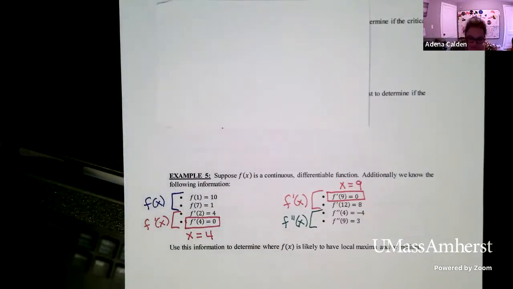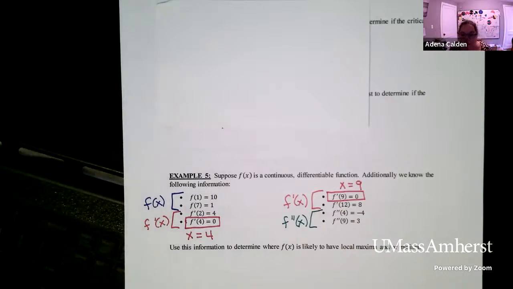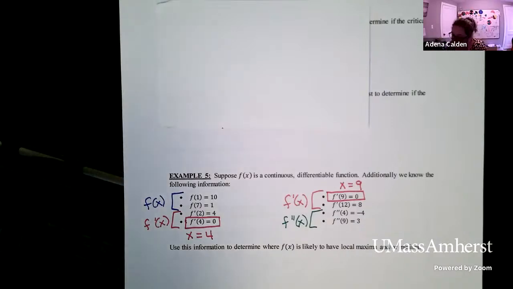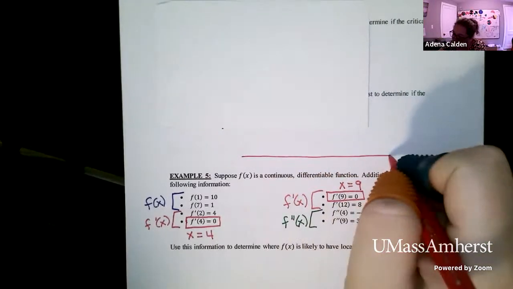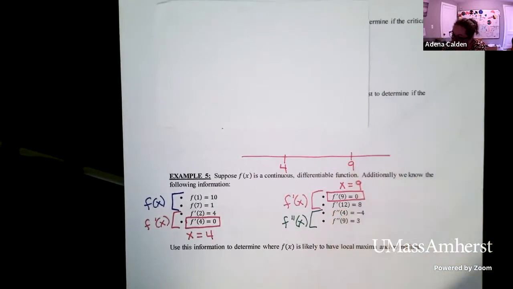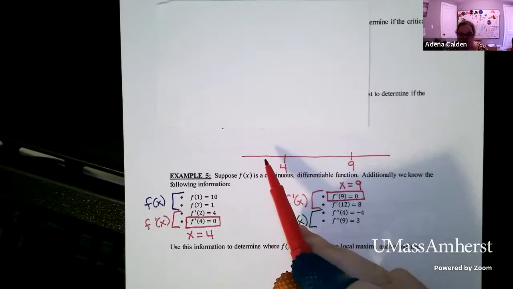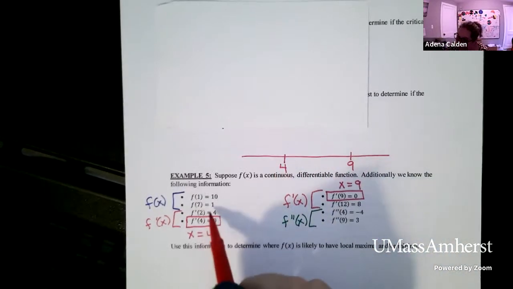So how do we classify critical points? The original function test requires that we know either a picture of the function or where it's increasing and decreasing. We don't have that information, so we're not going to be able to use the original function test, f of x. In order to be able to use the first derivative test, we would need to be able to put our critical points on a number line, so 4 and 9, and we would need to know the sign at 3 different places. So something to the left of 4, well, we know that, right?